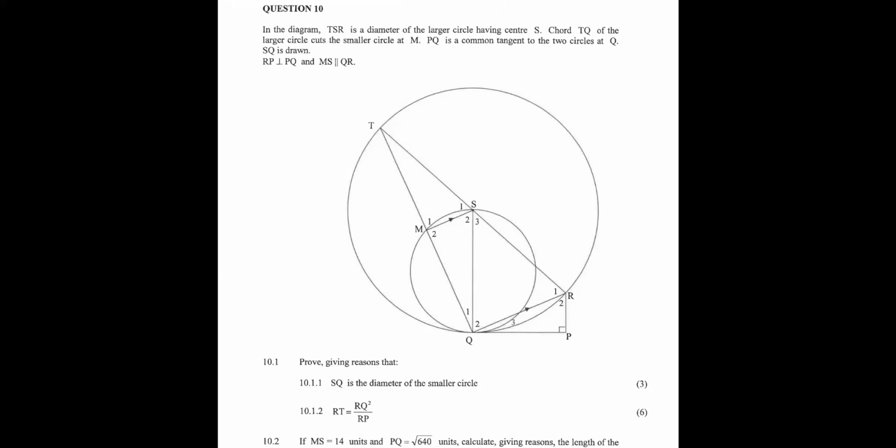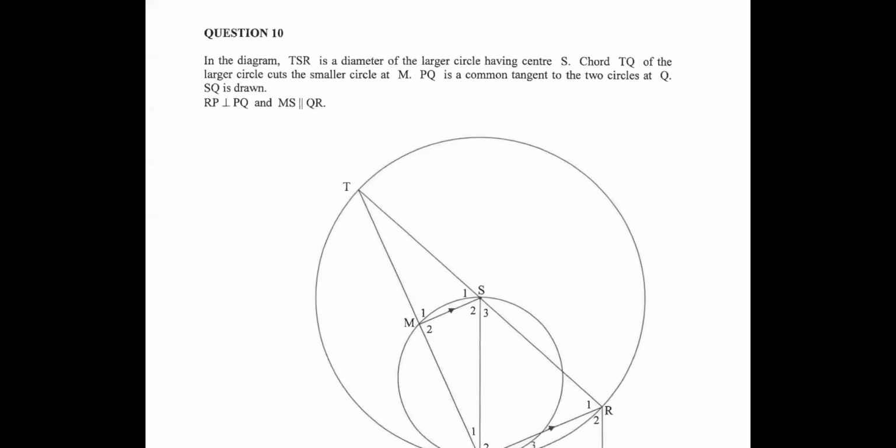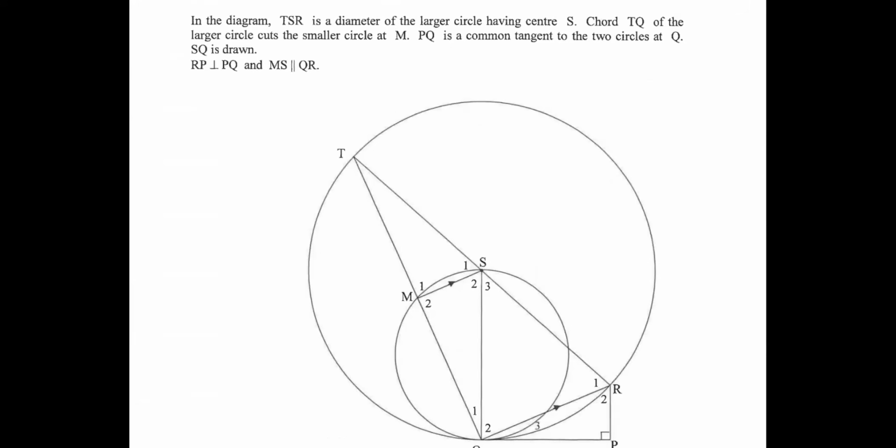Right. Question number 10. In the diagram, TSR is the diameter of the larger circle, having center S. Chord TQ of the larger circle cuts the smaller circle at M. PQ is a common tangent, so there's a tangent to both circles at PQ. RP is perpendicular to PQ and MS is parallel.